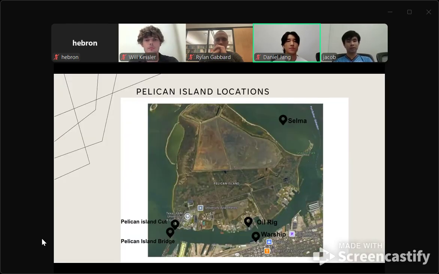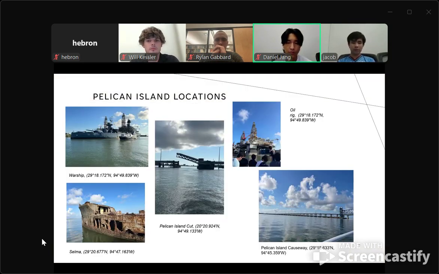In this project, we went on a boat trip around Pelican Island and visited 5 different landmarks. We went to the warship, the Selma, the oil rig, Pelican Island Cut, and the Pelican Island Causeway. And these are the images that we took on the trip and their corresponding coordinates.